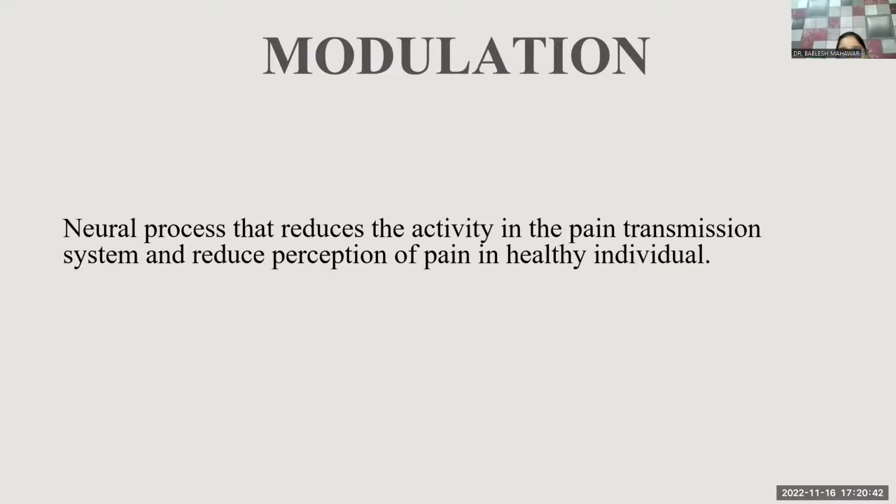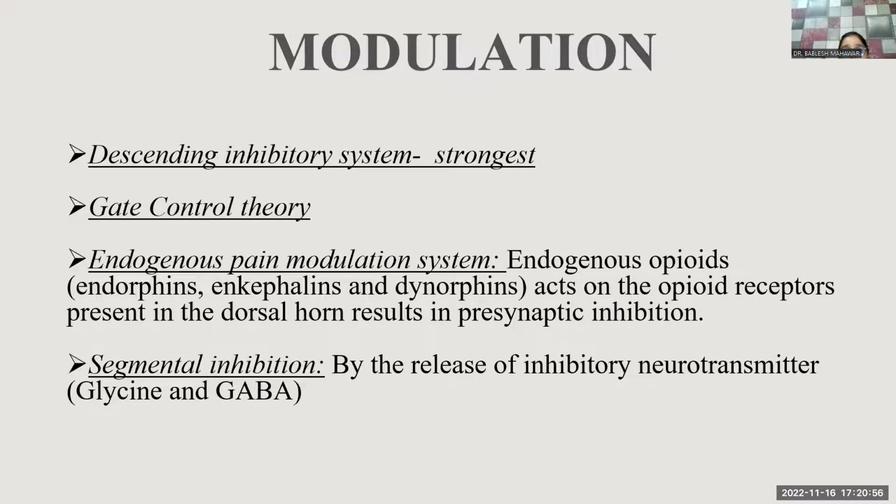Now coming to the modulation. Modulation is a neural process that reduces the activity in the pain transmission system and reduces the perception of pain in healthy individuals. Now these are the four categories, the four subtypes in which the modulation can occur. So I told you in simple language, modulation is the natural physiological process of suppression of pain. It is just to decrease the pain. This is a natural mechanism which is given to our body.